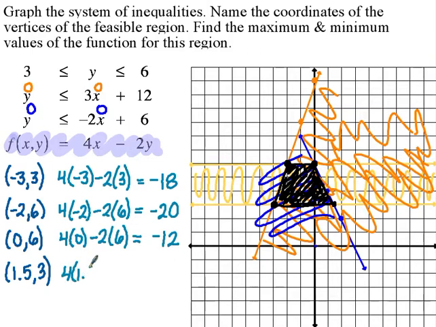And now I'm going to take 4 times 1.5 minus 2 times 3. There we go. And what do you get there? 0. So now we need to evaluate these 4 points. This is a bounded region, so it has both a max and a min. The highest of those numbers is the max, which is the biggest of all those numbers. 0. So this is my max.